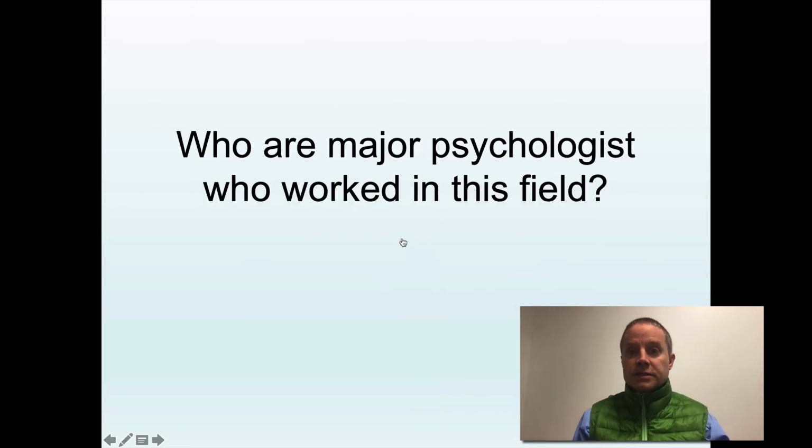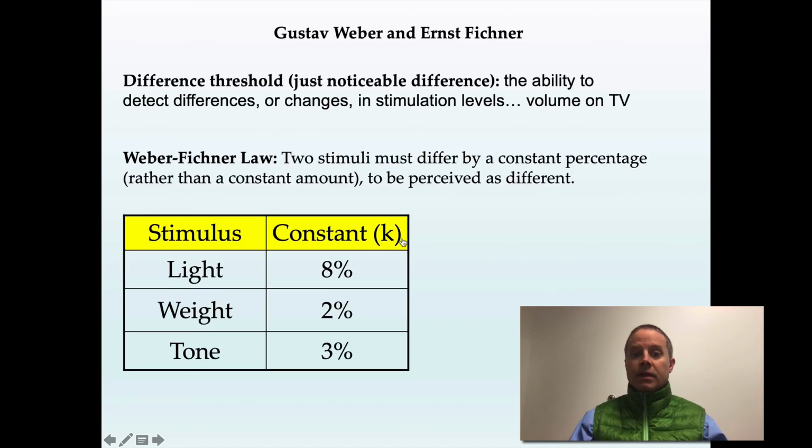All right, what about major psychologists in the field of sensation and perception? There are going to be 4 of them. 2 of them are Weber and Fechner, and they came up with the idea of the difference threshold, sometimes also called the just noticeable difference. This is the idea that if you have a stimulus, how much more do you need before you notice that it changes? So if your TV is on volume 20 and you turn it up to 21, you might not notice it, but when you turn it up to 22, you do notice it. So that's the just noticeable difference.